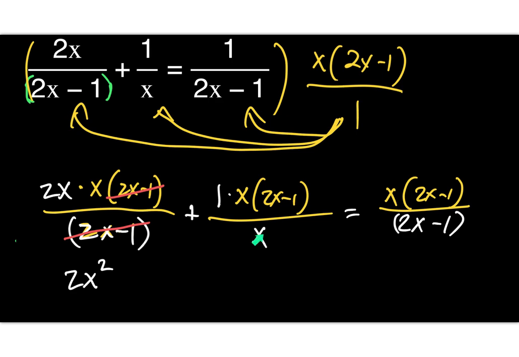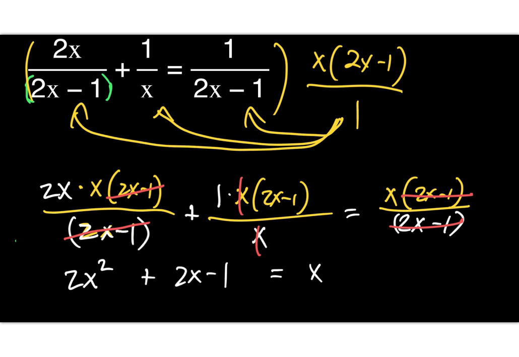Next set over. In the numerator, I've got 1 times x times a parenthesis set. In the denominator, I have just the x. Since I'm only multiplying and dividing, this and this reduce. x divided by x is 1. Leaving me with plus 2x minus 1, because 1 times anything is itself. Equals, on the right-hand side, identical things in this, they reduce, equals x.